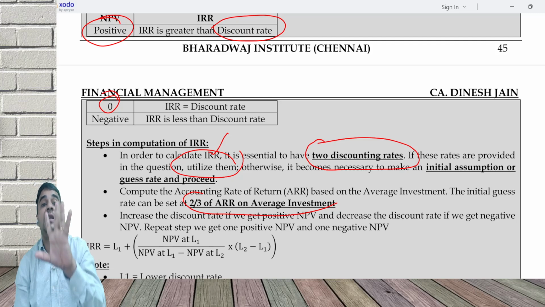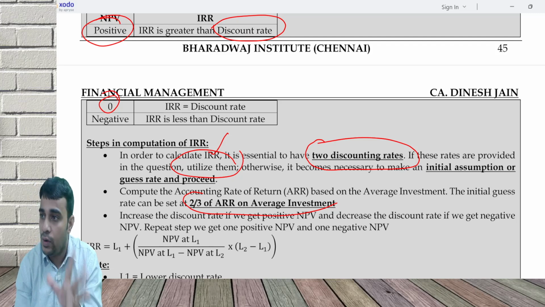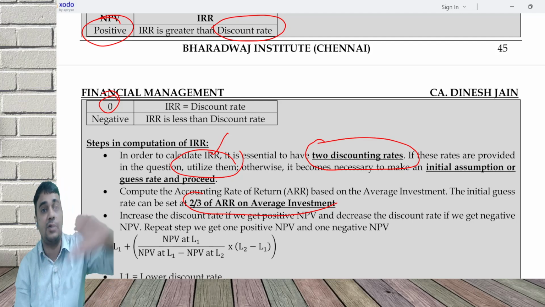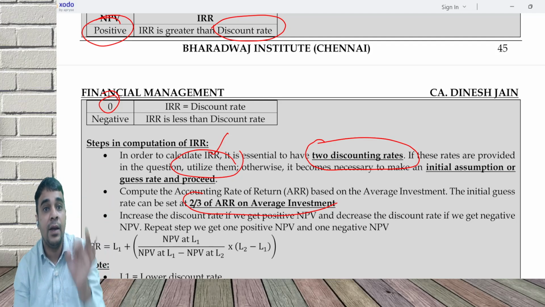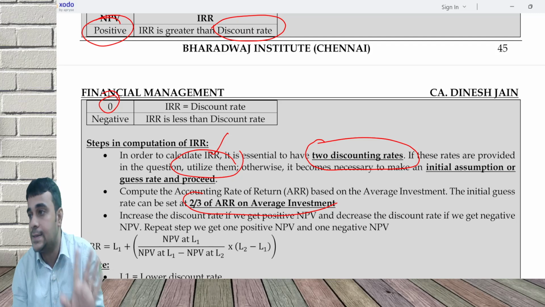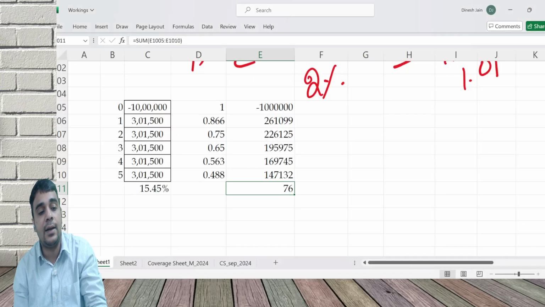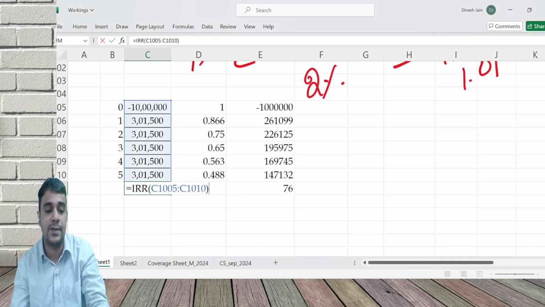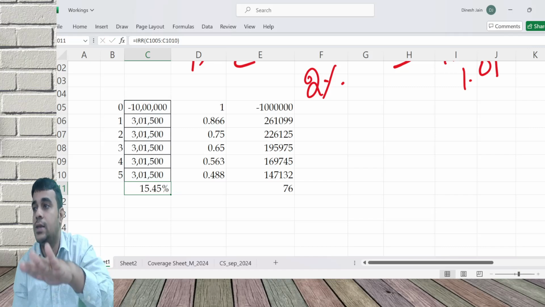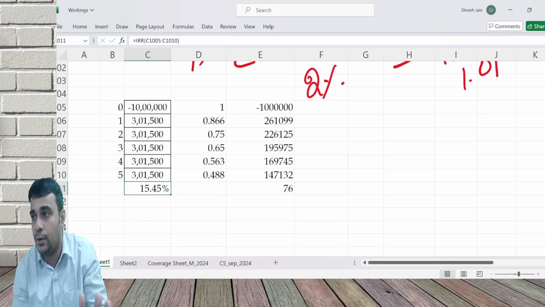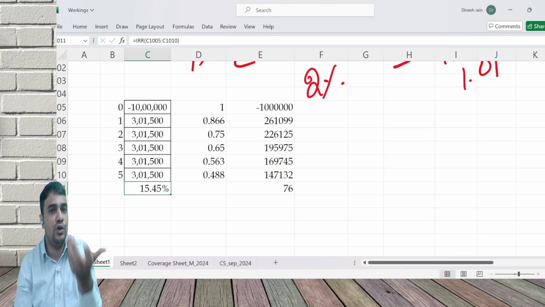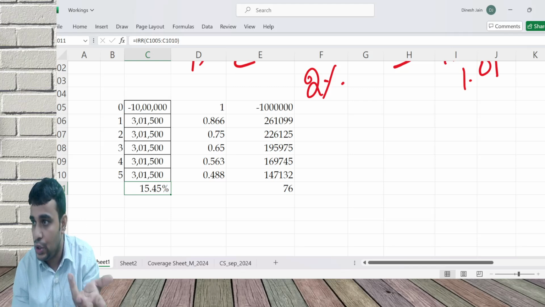The objective is to somehow get to the answer and understand the crux of the IRR. The crux of the IRR is getting to know at what rate I will get zero NPV. If you have understood this, in the practical world I'll apply a formula like this and close it. There is zero utility of what I'm doing beyond this from a practical point of view. But yes, in exams, you need to calculate IRR. You don't have a choice.